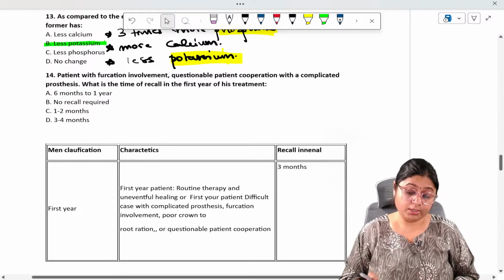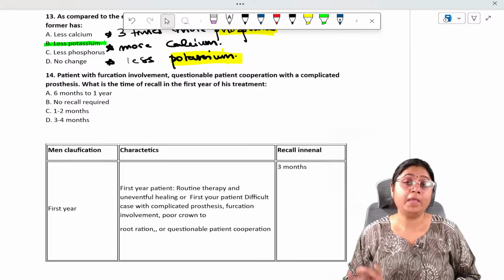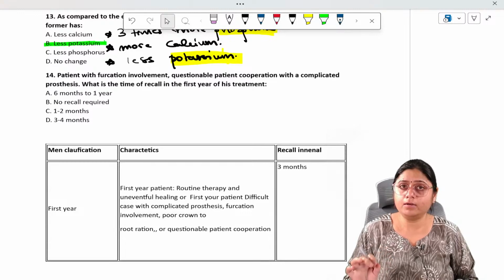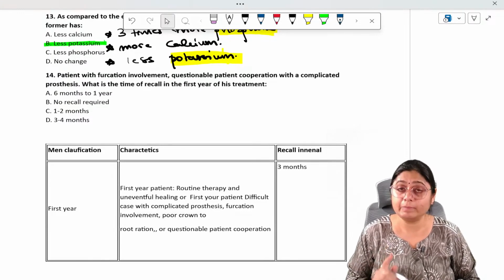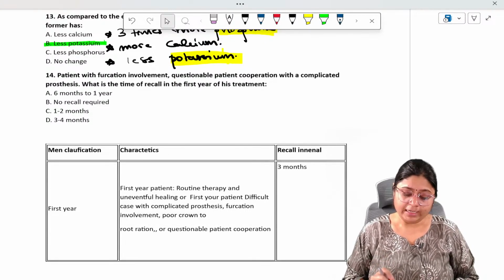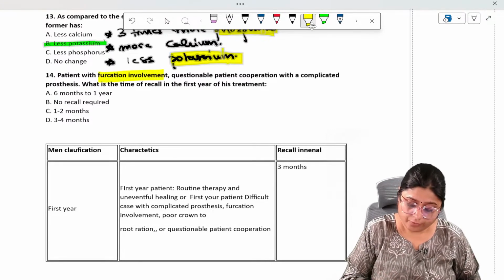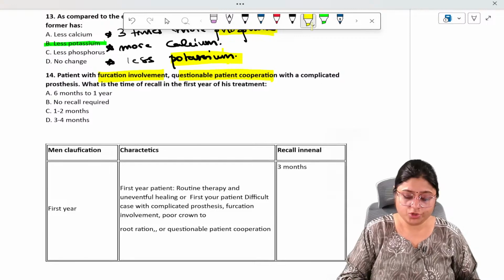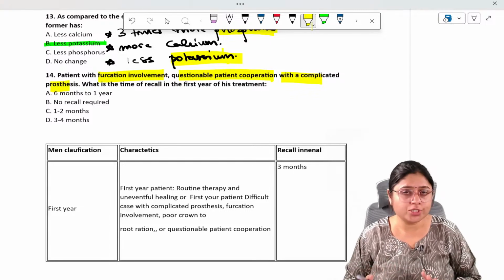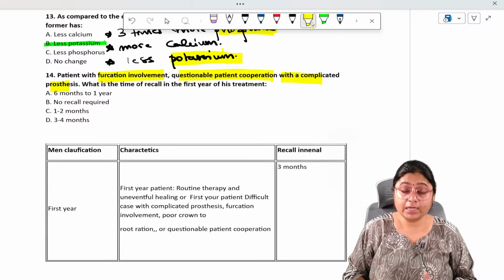Now the next question. Another very easy question, but still students make mistakes in this, because we don't pay attention to one simple word here. See here, question number 14: a patient with furcation involvement, questionable patient cooperation, with a complicated prosthesis. So the patient cooperation is not good, furcation involvement is there, and the patient has a complicated prosthesis.